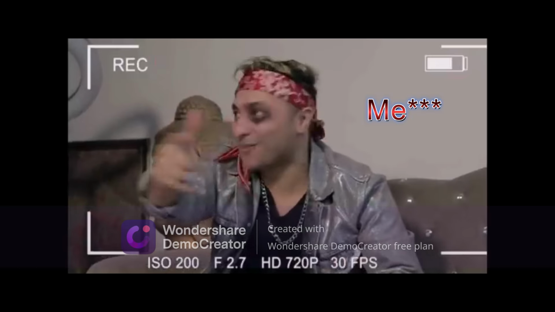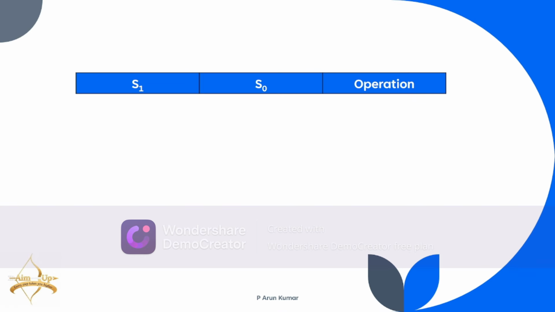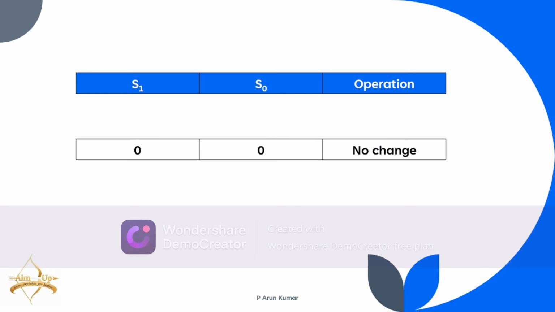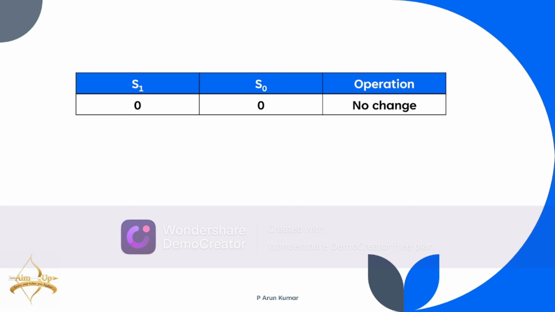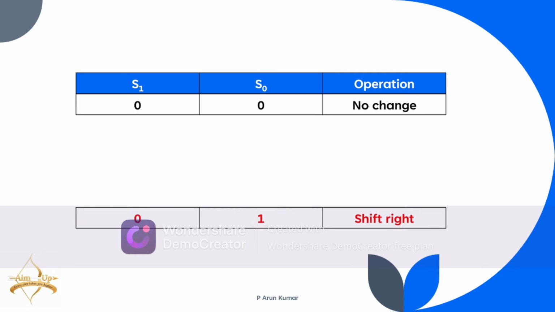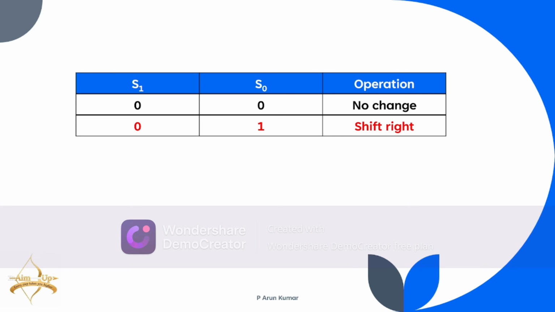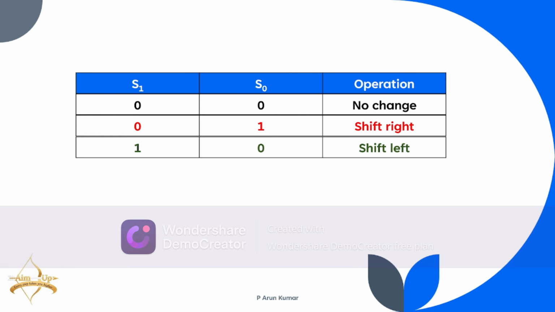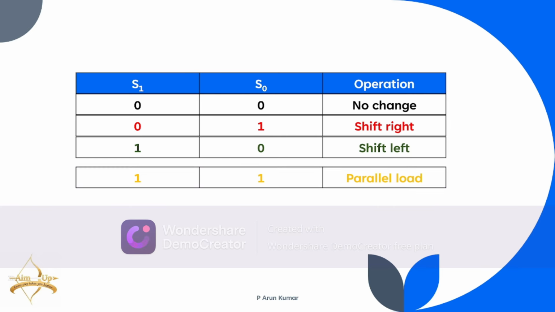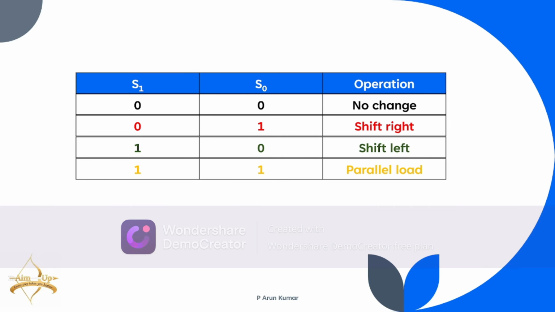If you see these select lines, let us segregate them. About these select lines, that is our assumption. Actually here I'm assuming that when S1 and S0 are 0 0, then I must hold the same data. If I say 0 1, we are trying to do the shift right operation. If I say 1 0, I'm doing a shift left operation. If I say 1 1, I'm doing a parallel load operation.